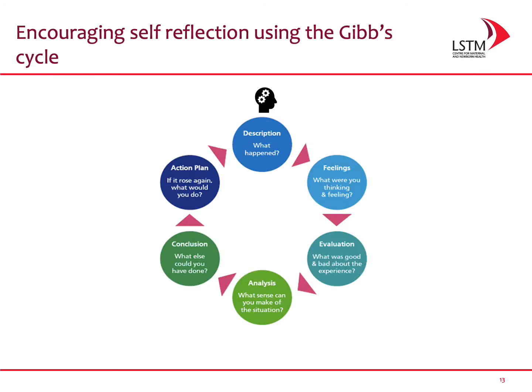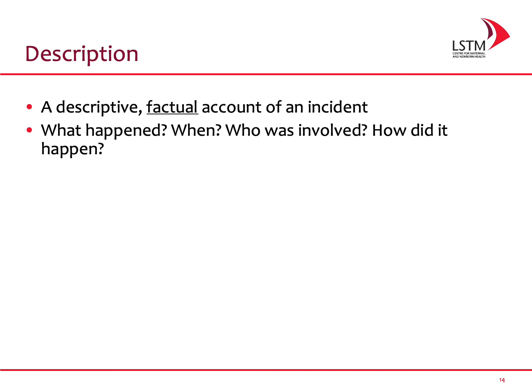So this is just a tool that is useful for self-reflection. It's called the Gibbs reflective cycle. And it starts with description. So the description is a factual account of an incident. What happened? When did it happen? Who was involved? How did it happen? So these are all facts.